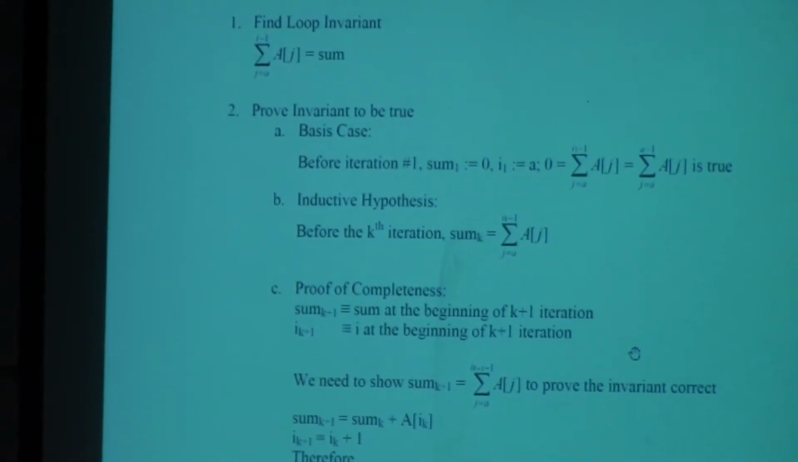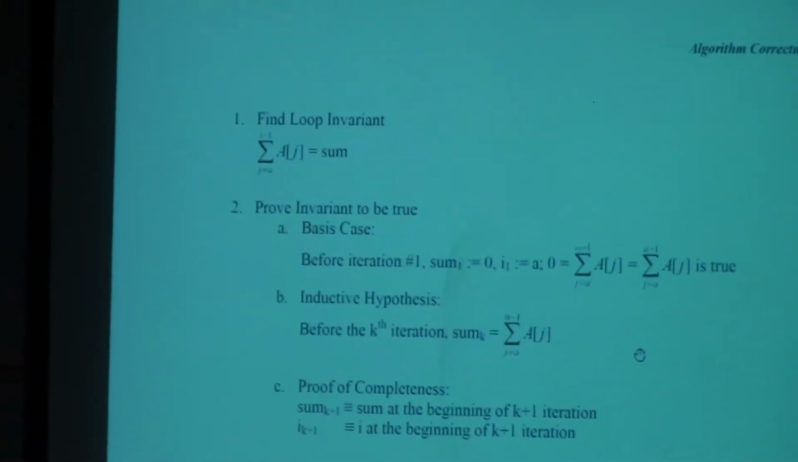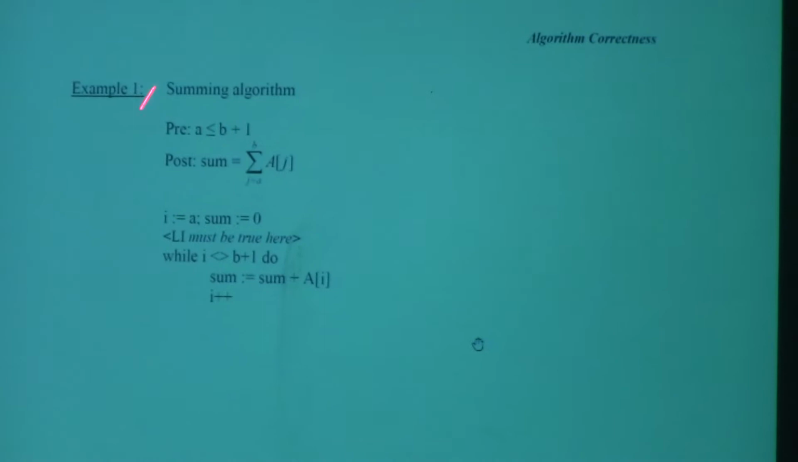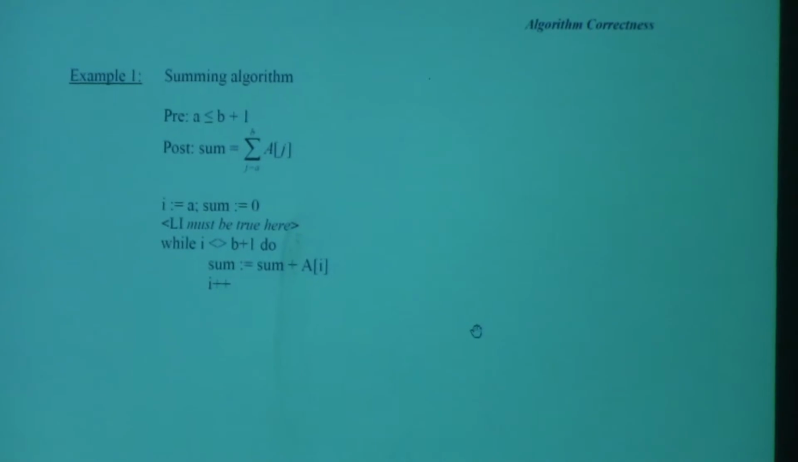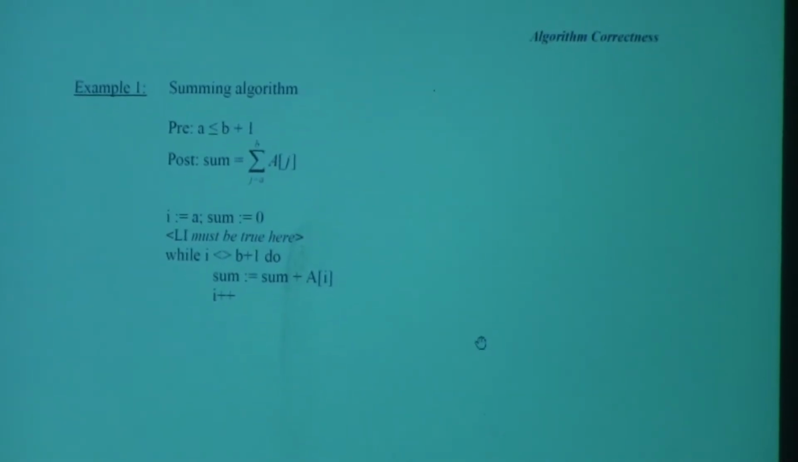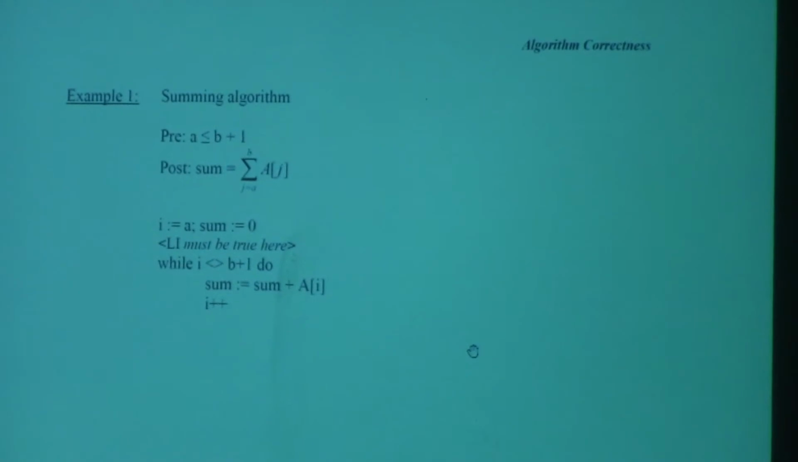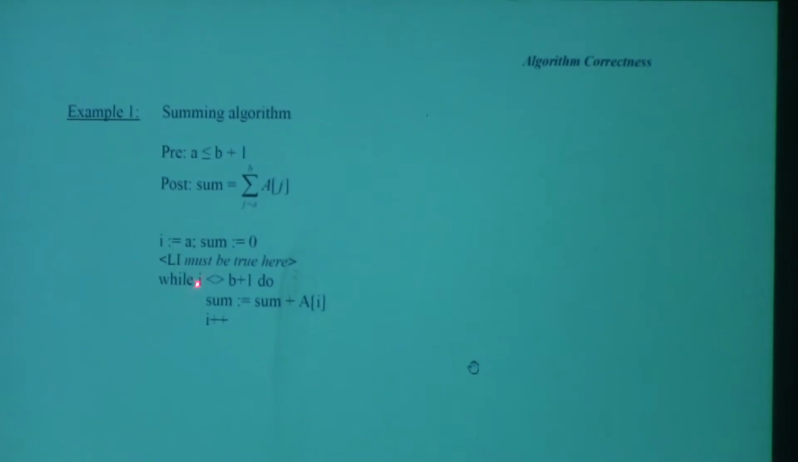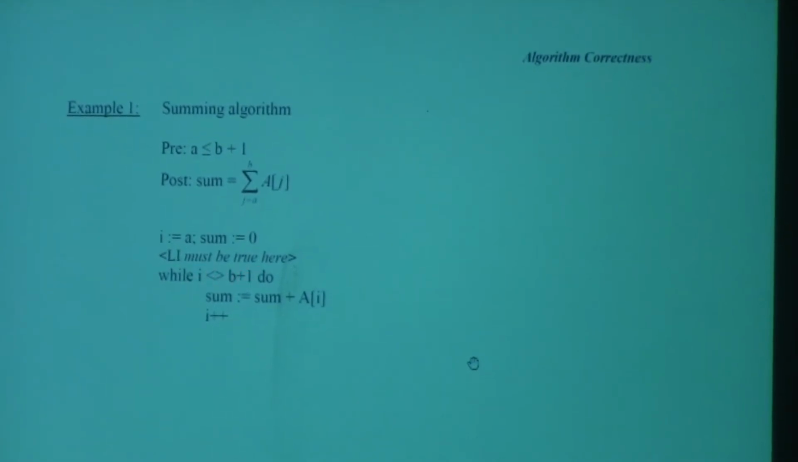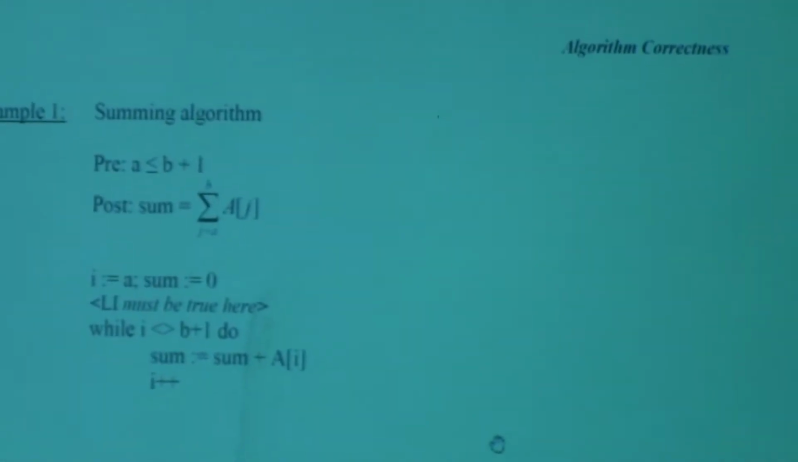So, we know from the precondition that a is less than or equal to b plus 1. So at most it's b plus 1, and at least it's something less than that. So it could be b minus 1, b minus 2, etc. Okay? So therefore, what do we know about what happens when the algorithm breaks? Well, basically the algorithm breaks when I not equal to b plus 1 is false. And when that is false, that means I is in fact equal to b plus 1.